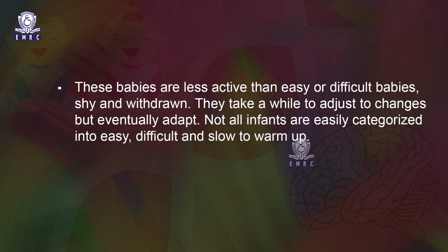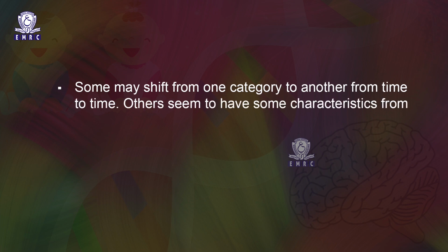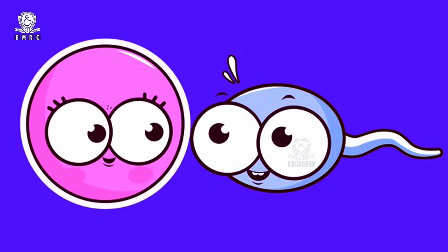Not all infants are easily categorized into easy, difficult and slow to warm up. Some may shift from one category to another from time to time. Others seem to have characteristics from more than one category. Genetic abnormalities. Genetic instructions are not infallible and can go off track at times. Sometimes, when a sperm or ovum is formed, the chromosomes may divide unevenly, causing the organism to have more or less than the normal 23 chromosomes.